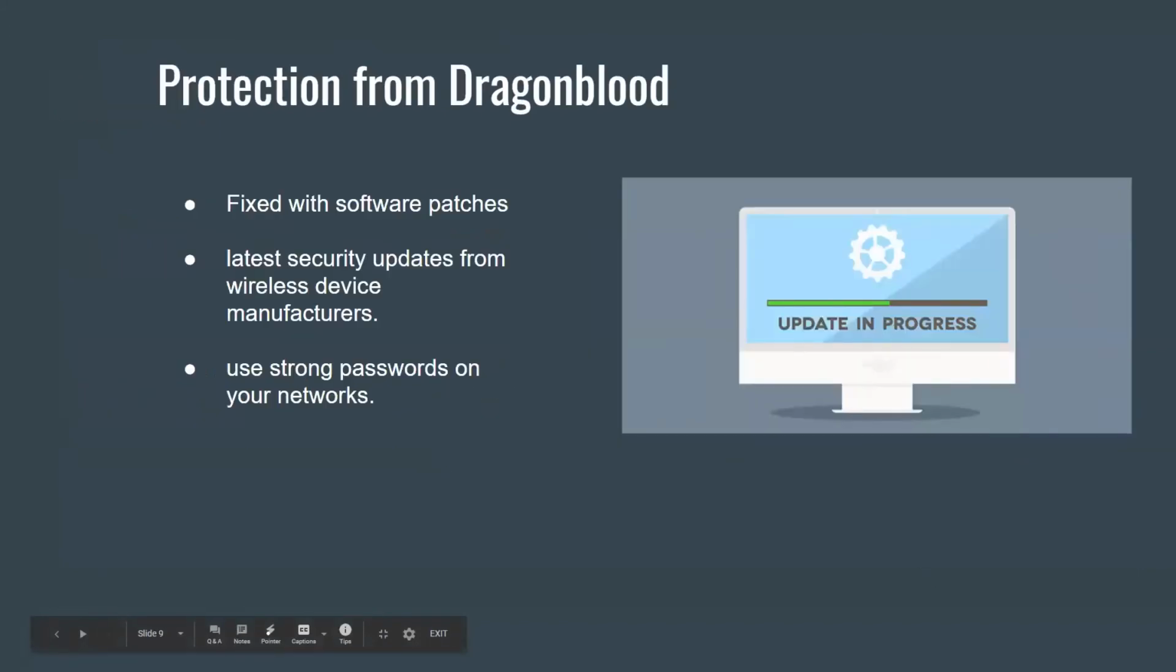So how do we protect from Dragonblood? Right now, most of it is fixed with software patches. The latest security updates from wireless device manufacturers can fix this, and not only that, enforcing a strong password on the network also helps to prevent this from happening.